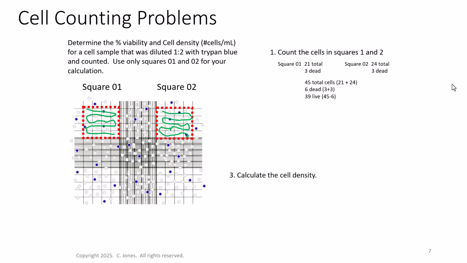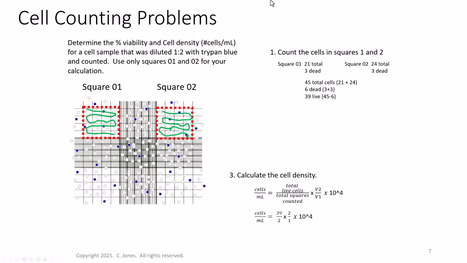To calculate the cell density, it's really no more difficult. We look at our equation to calculate the cell density in cells per mL. It's the total live cells divided by the total squares counted, times the dilution factor, V2 over V1, times the hemocytometer correction factor, 10 to the power of 4. So we just plug this in, right?